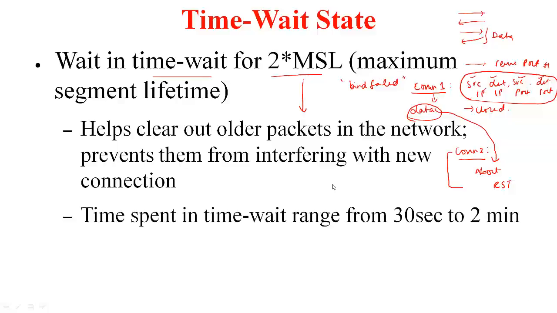Now how much time to wait in this time wait state is an implementation artifact. It can range from 30 seconds to 2 minutes. You can set it to a small value as well, but then you have to face this consequence of older packets interfering with the new connection.